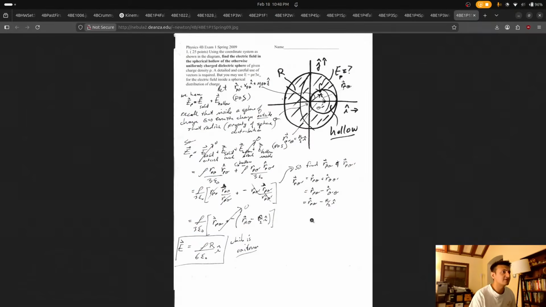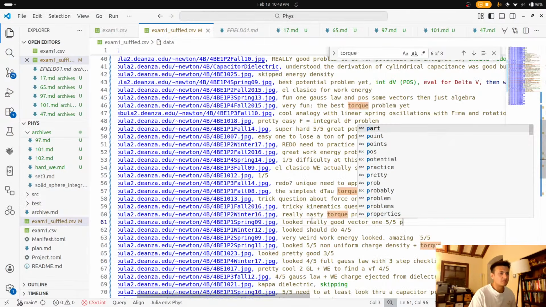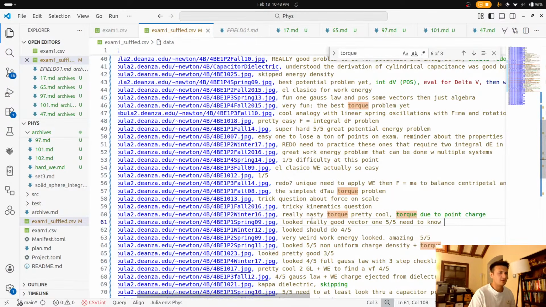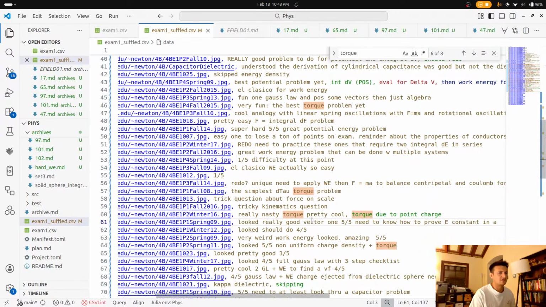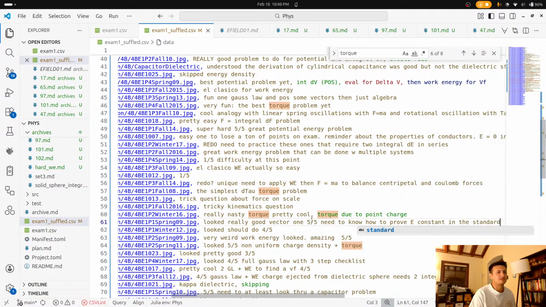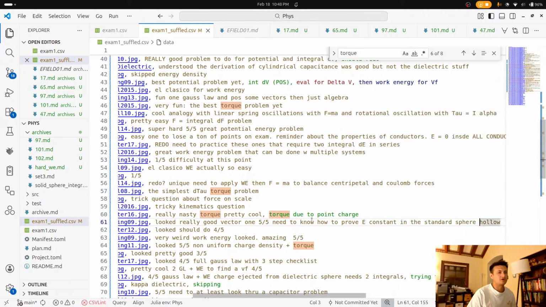I'm gonna say it's a 5 out of 5 because you need to know how to prove the E constant in the standard sphere hollow. Standard offset sphere hollow.